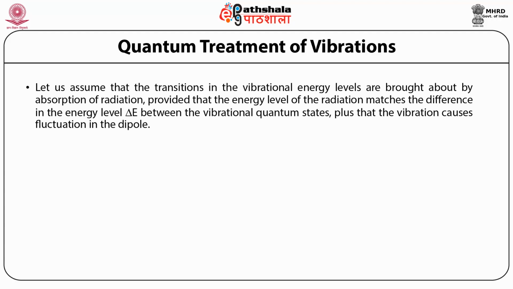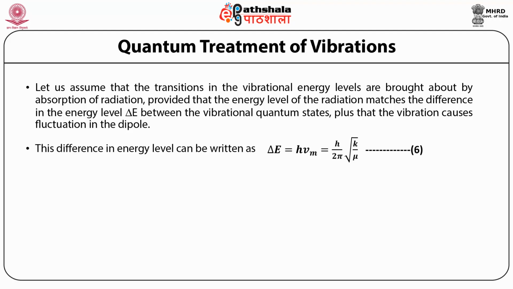Let us assume that the transitions in the vibrational energy levels are brought about by absorption of radiation, provided that the energy of the radiation matches the difference in the energy level, that is delta E, between the vibrational quantum states, plus the vibration causes a fluctuation in the dipole. This difference in the energy level can be written as delta E is equal to h nu m. This is equal to h divided by 2 pi into root of k by mu, where h is the Planck's constant.